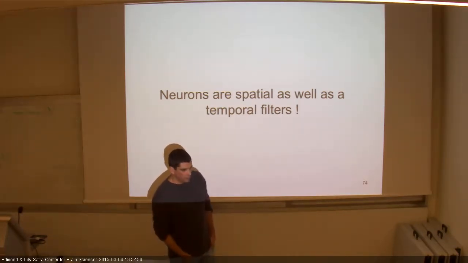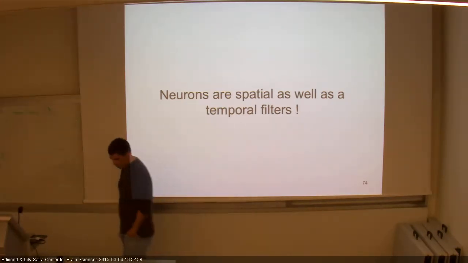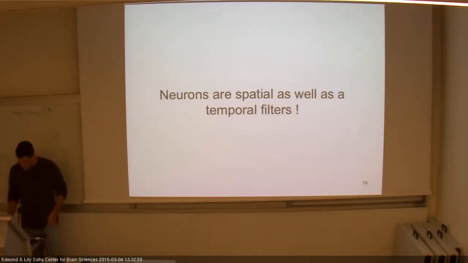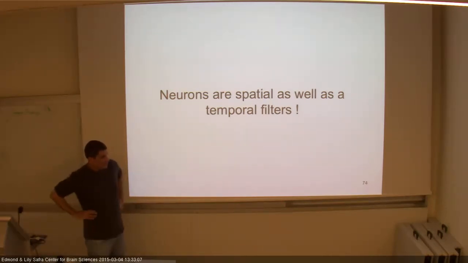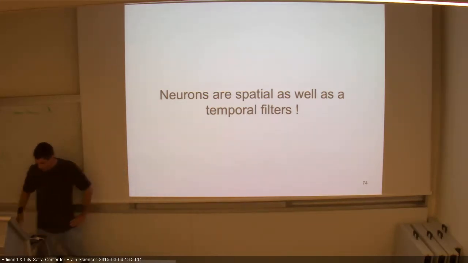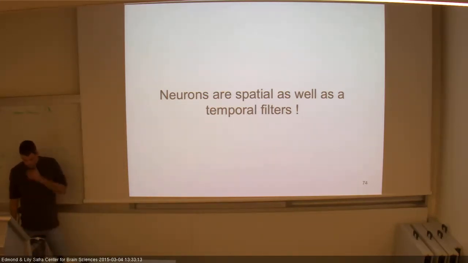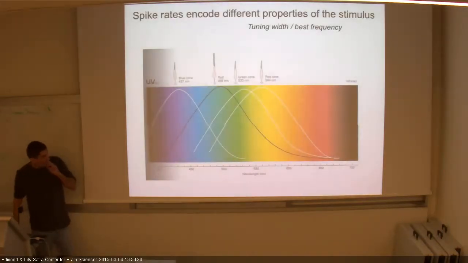And we continue with the very, very basic, the ABC of sensory systems and physiology. First of all, we should realize that neurons are basically spatial and temporal filters. They filter the information, and they have spatial properties and temporal properties that are important for their function.